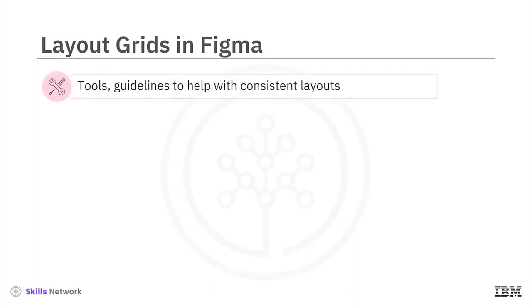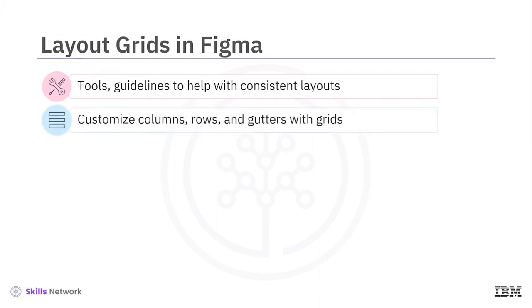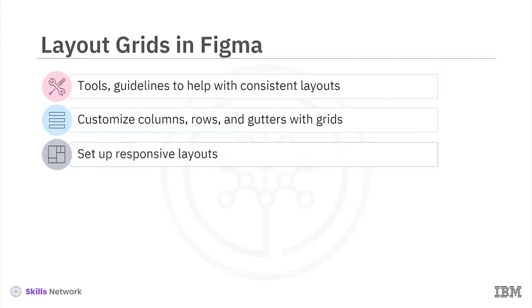Layout grids are tools and guidelines to help create consistent layouts, spacing, alignment, and positioning design elements on the canvas. You can set up layout grids with customizable columns, rows, and gutters to fit the specific needs of the design. Set up responsive layouts for a design to adapt to different screen sizes and orientations with layout grids.